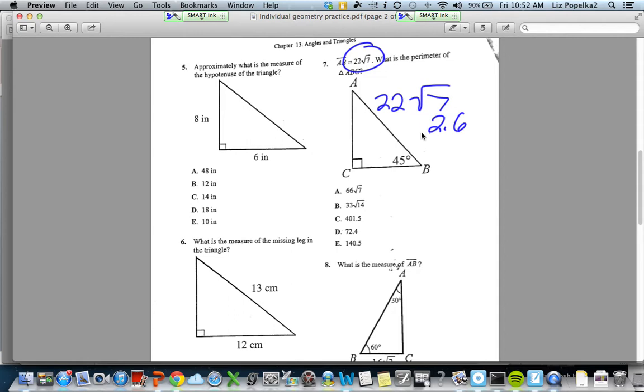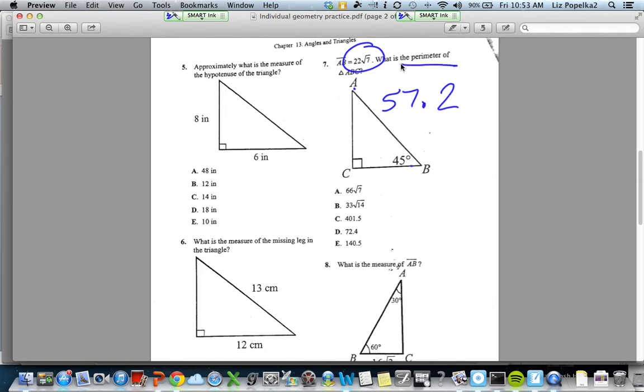So this little number means somewhere around 2.6 because the 22 is sitting next to it. That means 22 times this number. So I'm going to put in my calculator 22 times 2.6. That means the length of this side of the triangle is 22 times 2.6, so it's going to be somewhere around 57.2. So this side by itself is 57.2.